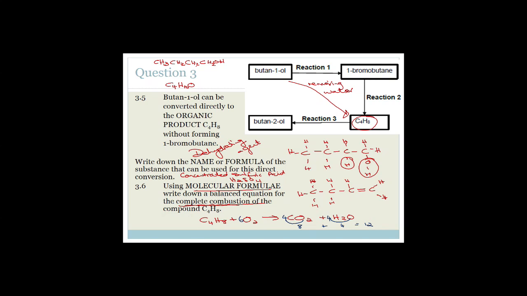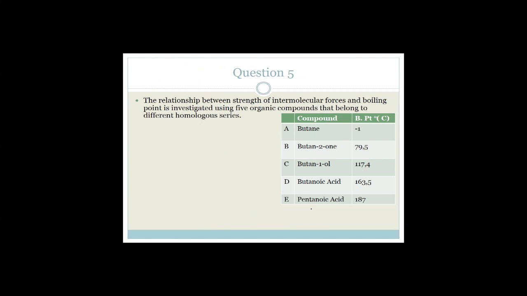If that said it was an incomplete combustion, then what would it have been? It would have been carbon monoxide, but it's a complete combustion, so it's carbon dioxide. Right, let's move on to question four. Question five, shall I say?